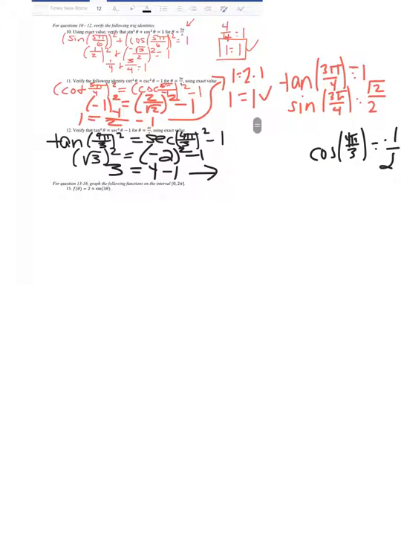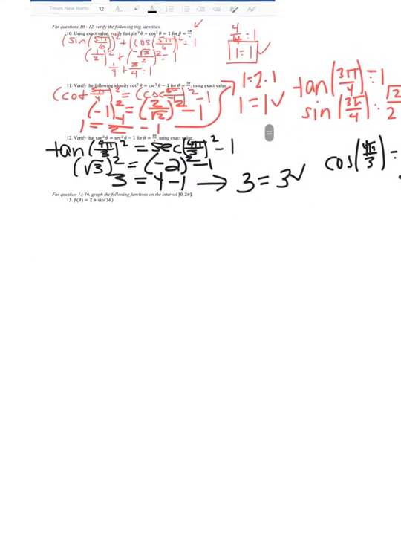But again, I want to make sure that I have the same thing on both sides of the equal sign. So I write 3 equals 3. And that's it for verifying an identity. Okay, so now we're going to move on to some graphs.